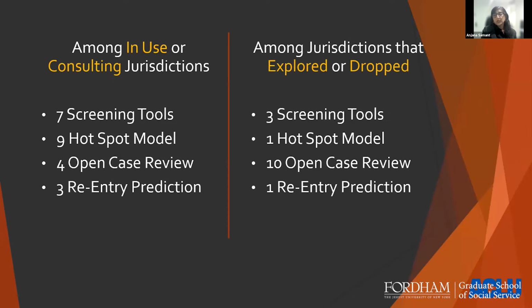Among the jurisdictions using tools or consulting about them, the most common ones were these four: screening tools, a hotspot model, open case review, and reentry prediction. And among the jurisdictions that dropped tools or had explored them but never implemented them, the same four top the list. Screening tools, turning to those for a minute, like the Allegheny Family Screening Tool, are ones used to help decide whether a call or complaint to a child welfare agency or hotline should be dismissed outright or followed up on by the agency.